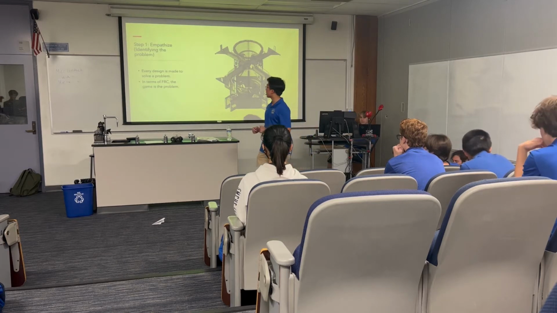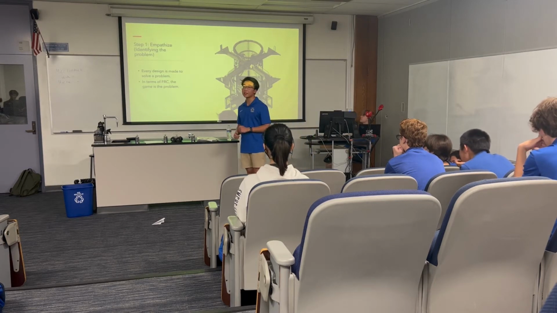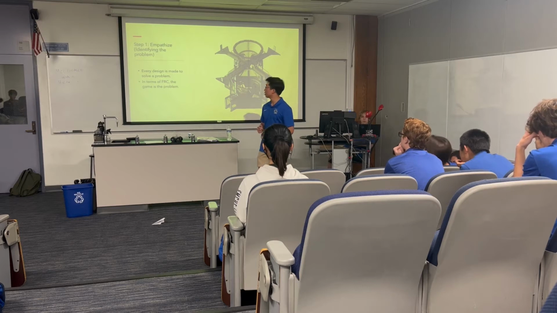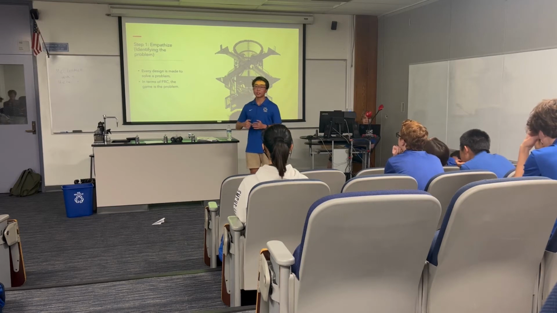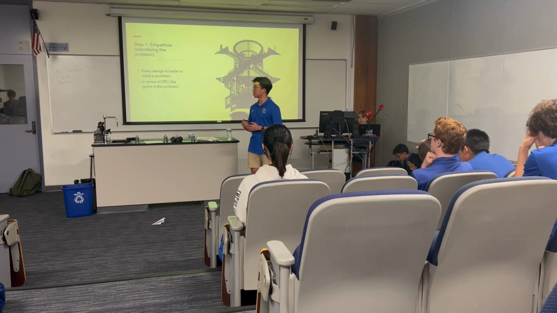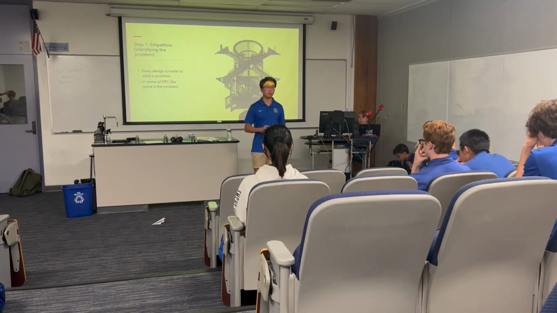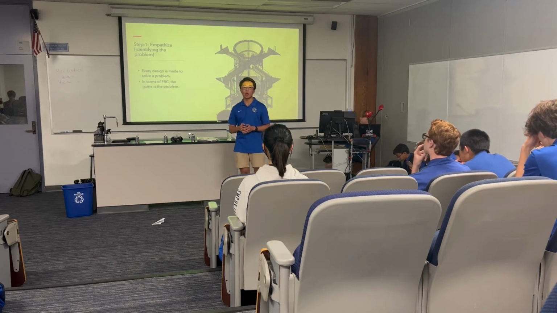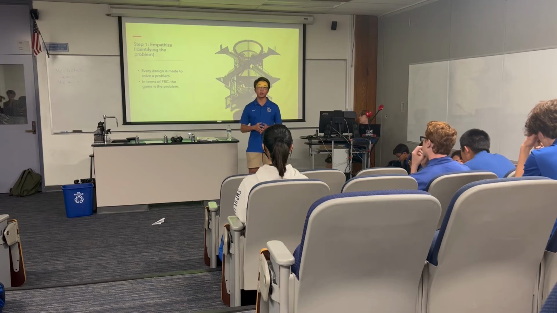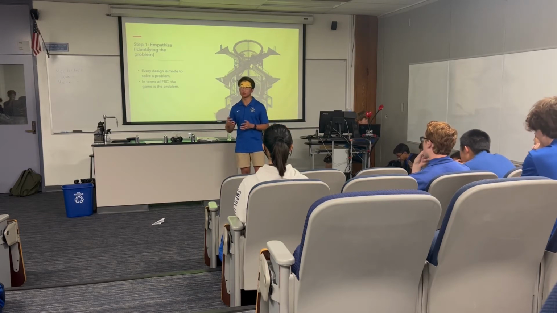Step 1 of the design process is empathize, or identifying the problem. In this step, you're gonna make sure to identify what exactly is the problem your design is trying to solve. In terms of FRC robotics competition, our problem that we're trying to solve is to come up with a robot that can win points, that can win the match against other schools.